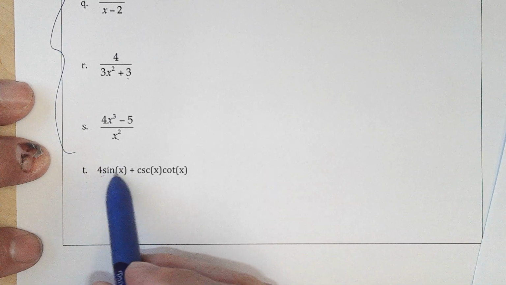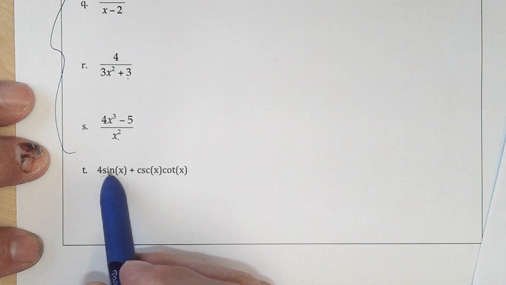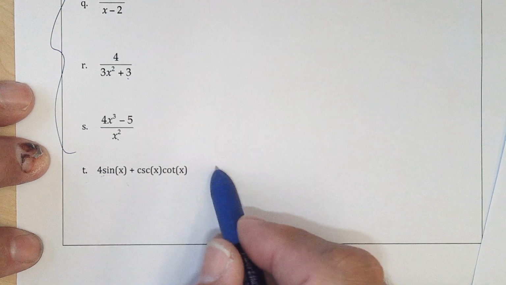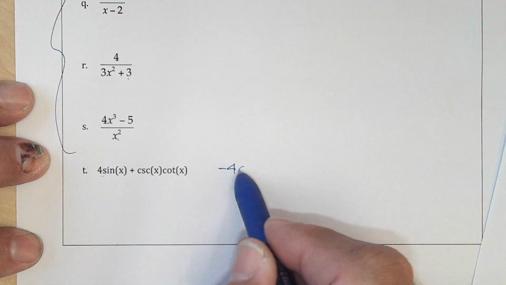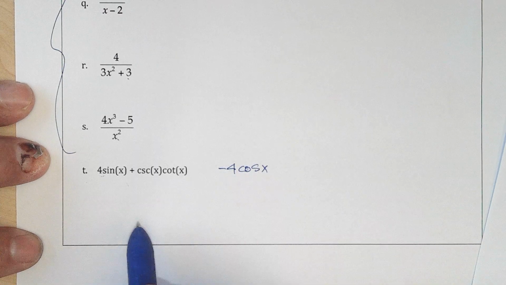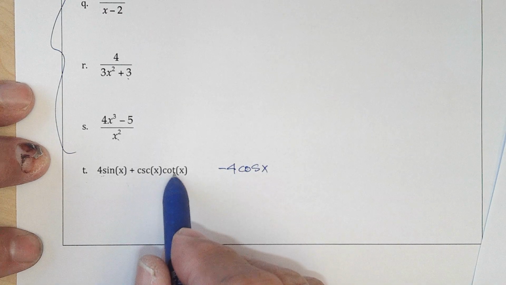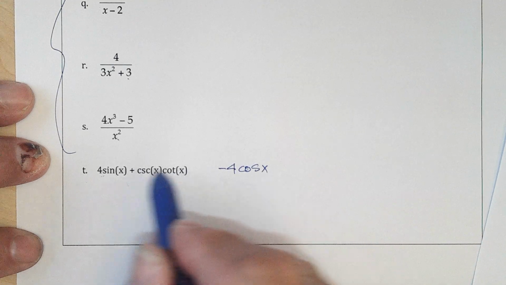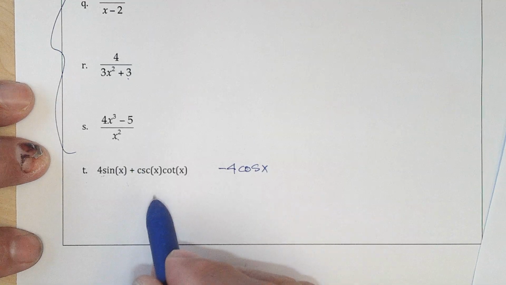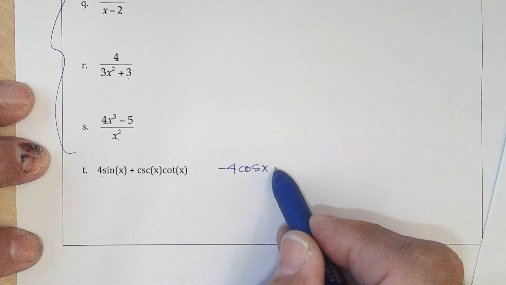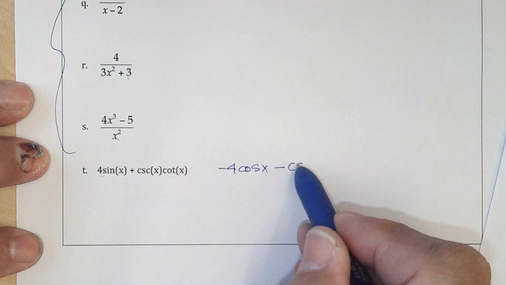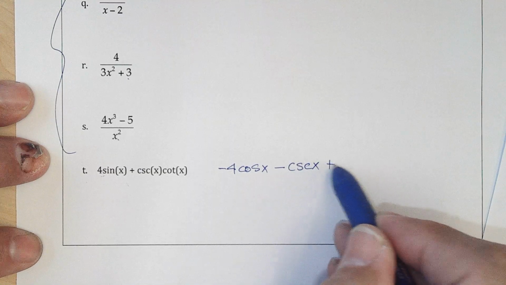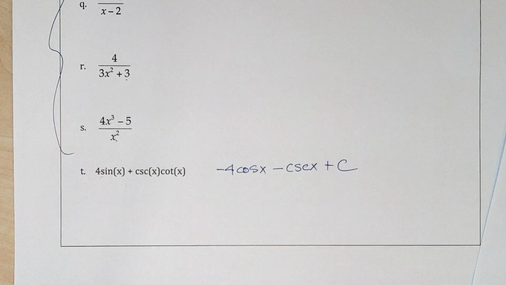So the derivative of what is sine? Well, the derivative of negative cosine is sine. So this is -4 cosine x. And the negative of this would be the derivative of cosecant. So it's the derivative of negative cosecant x plus c. And that takes care of that worksheet.